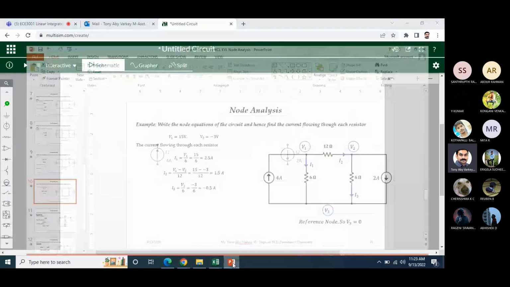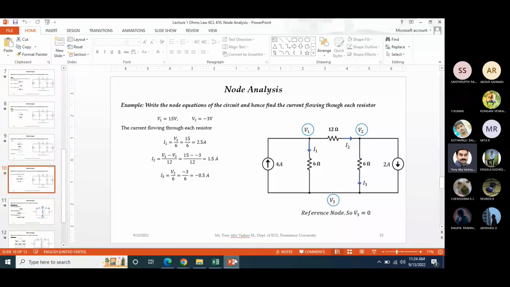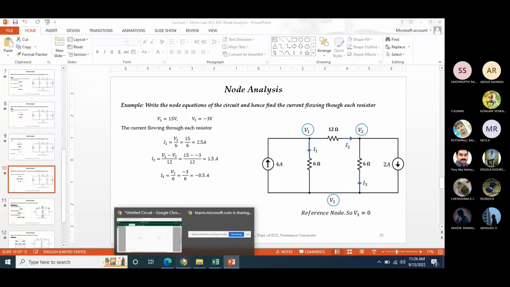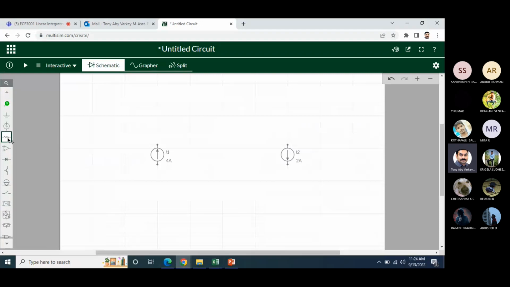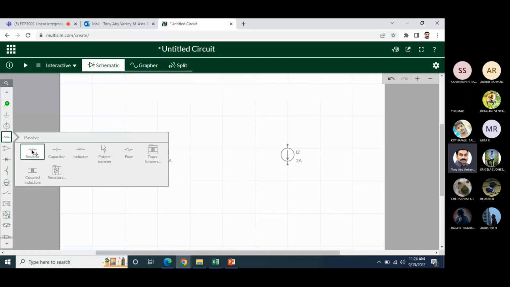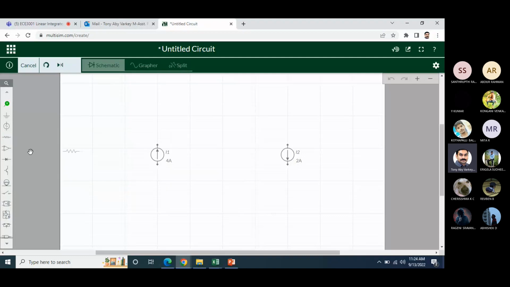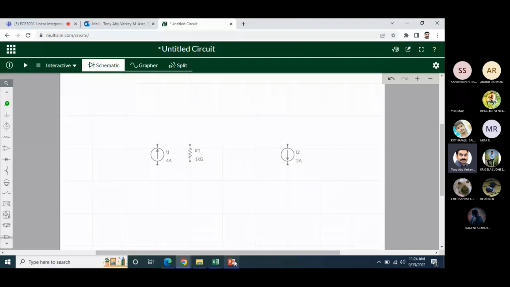Okay, now I need 3 resistors. So again, resistors, I will go to the left panel, you can see the resistor symbol. Click on that. There you can see resistor, capacitor, inductor and all. So I need a resistor. Click on R. I need to rotate the resistor, so I'll rotate it like this. Clear? Now what is the value of the resistor required? 6 ohm. So click on this value and change it to 6 ohm.